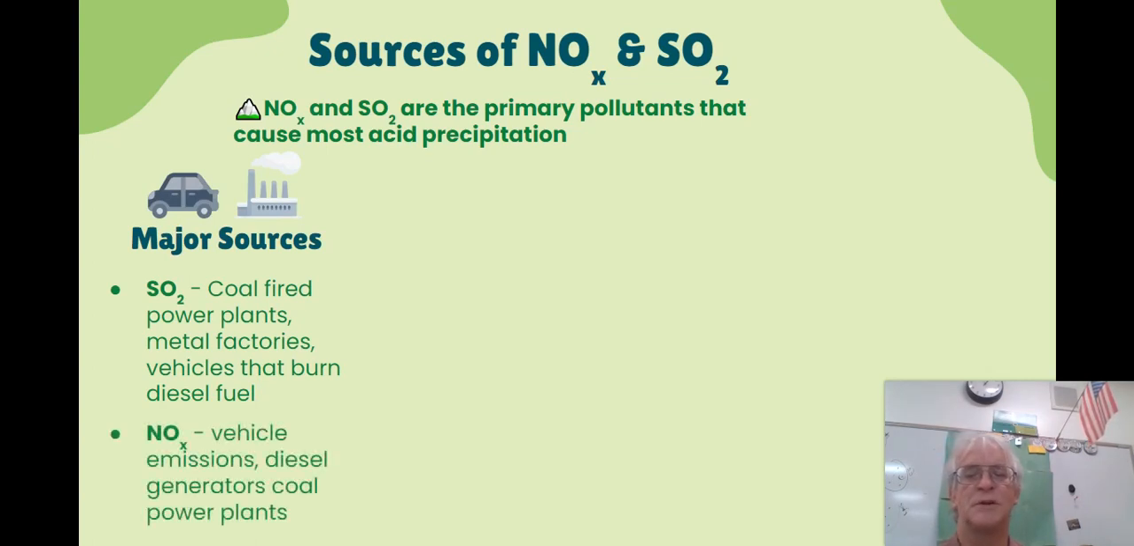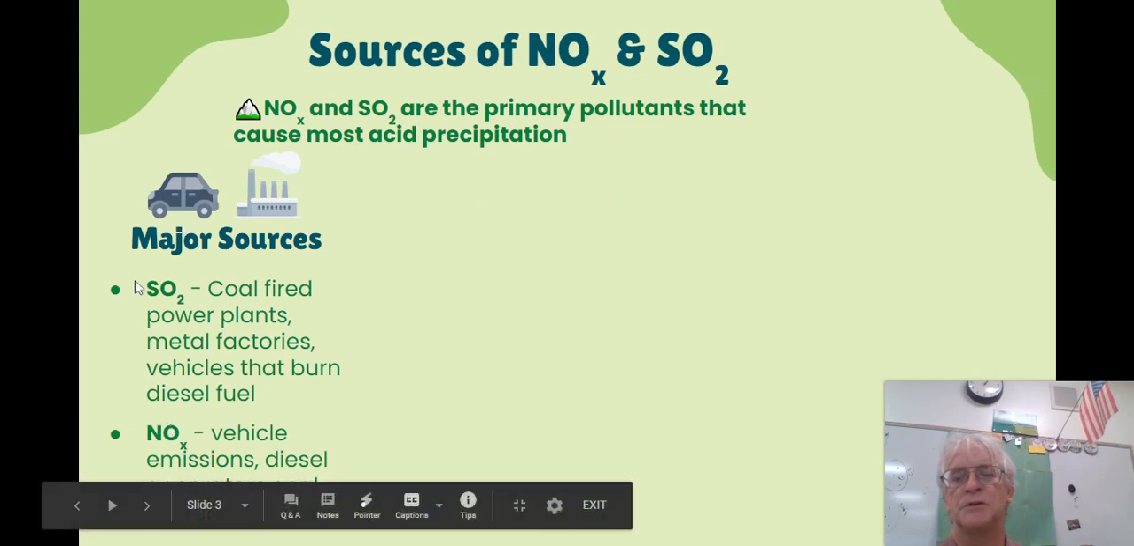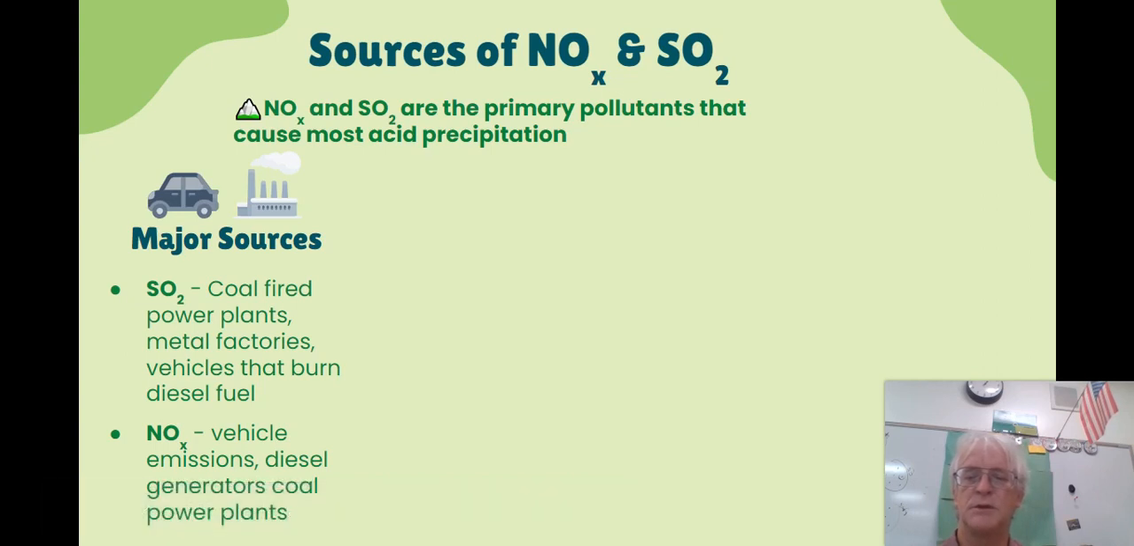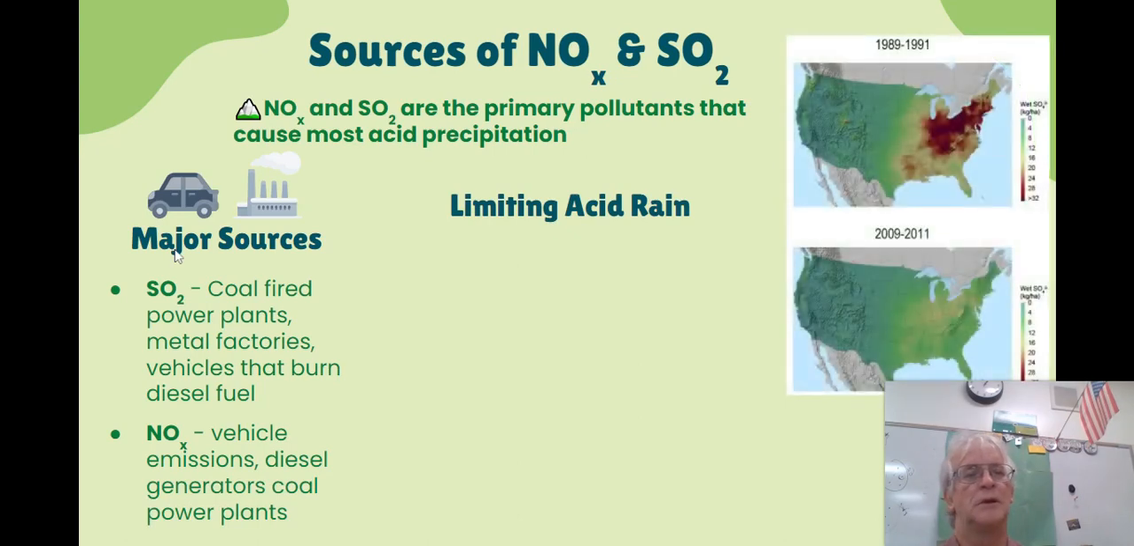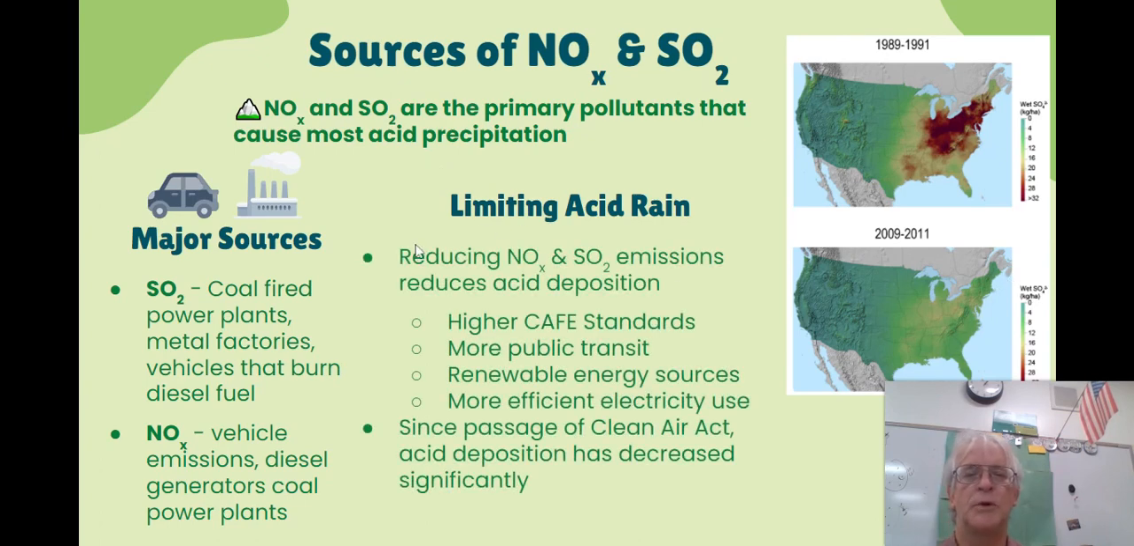NOx comes from vehicles that are very efficient and have generally high heat. Therefore, it's basically taking the nitrogen in and combining it with oxygen from diesel engines and coal power plants. How do we limit acid rain? You can see here that between 89 and 91, there was lots of acid rain in the Northeast. However, in 2009 to 2011, it went away. How? Well, we reduce it by reducing NOx and sulfur dioxide.